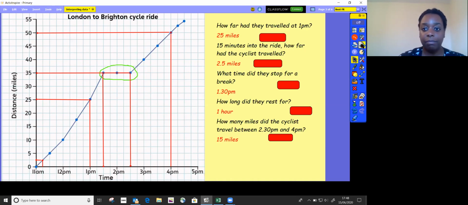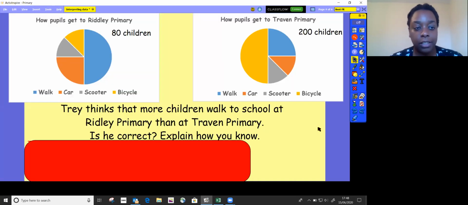And lastly, we're going to have a look at pie charts. So here we have two pie charts showing how children get to school. We've got one pie chart, which is Ridley Primary School, and that's our pie chart there. And we've got another pie chart for a different primary school, Travern Primary. And the options are walk, car, scooter, or bicycle in both schools.